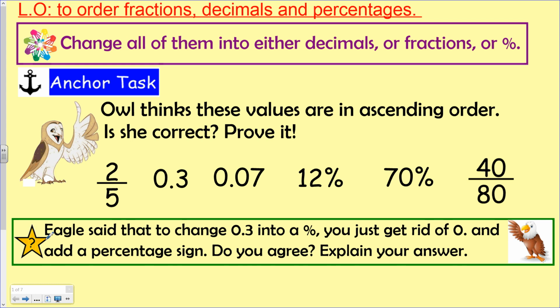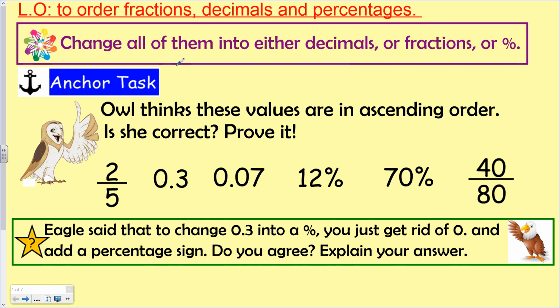Today's lesson is all about ordering fractions, decimals and percentages. That means putting them in order from either smallest to largest or largest to smallest. So here's your helping hands. It says change all of them into either decimals or fractions or percentages. And that is something that's really, really important.